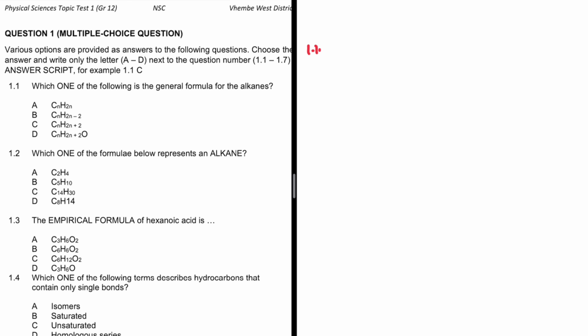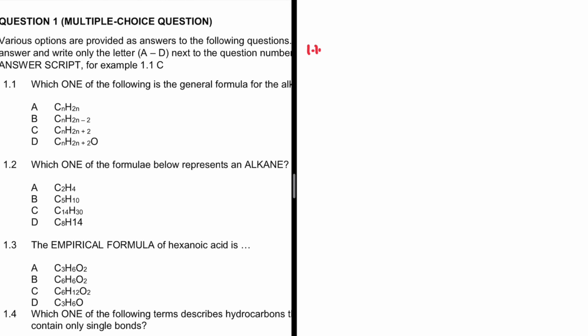So 1.1, which one of the following is the general formula of alkanes? This is just memory work, right? No need to solve anything. We should be able to see that the correct answer is C, because we have memorized that already.